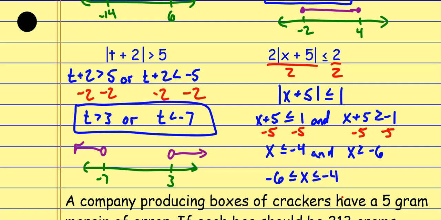Okay? And then, of course, the graph of this thing. I'm really squeezing this in here. We've got a closed dot at each, and I'm shading everything in between. That's how "and" inequalities work. Okay?